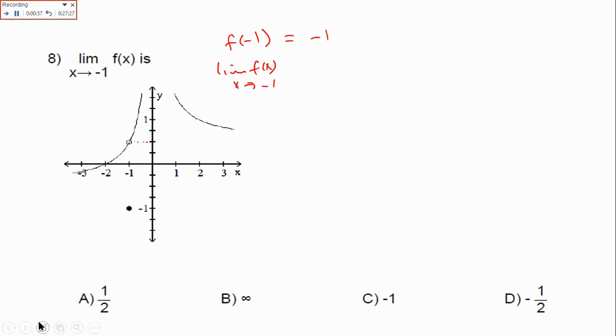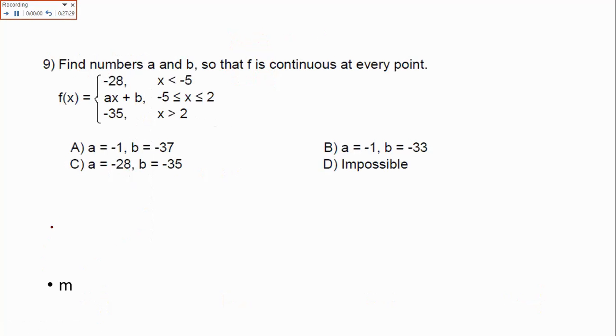Okay, let's go to the next. Find numbers A and B so that f is continuous at every point. For f to be continuous at every point, we have to connect. For example, what connects the first two is this value, right?